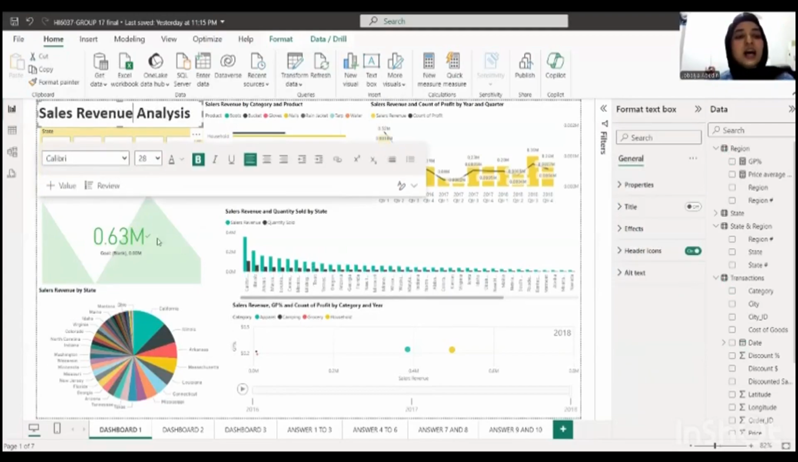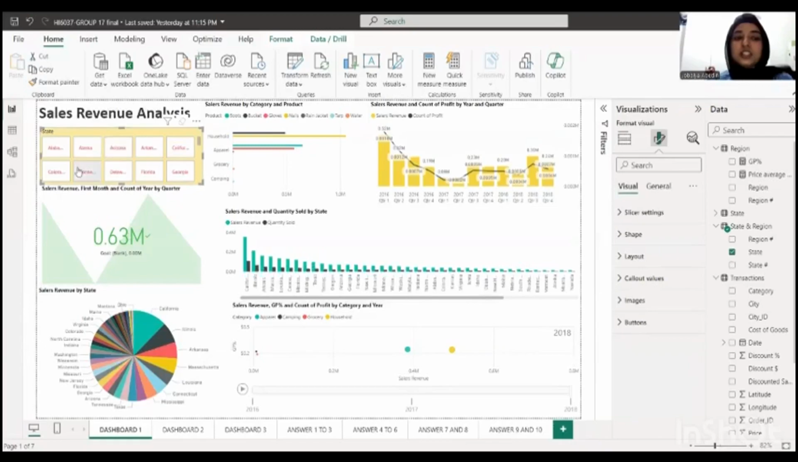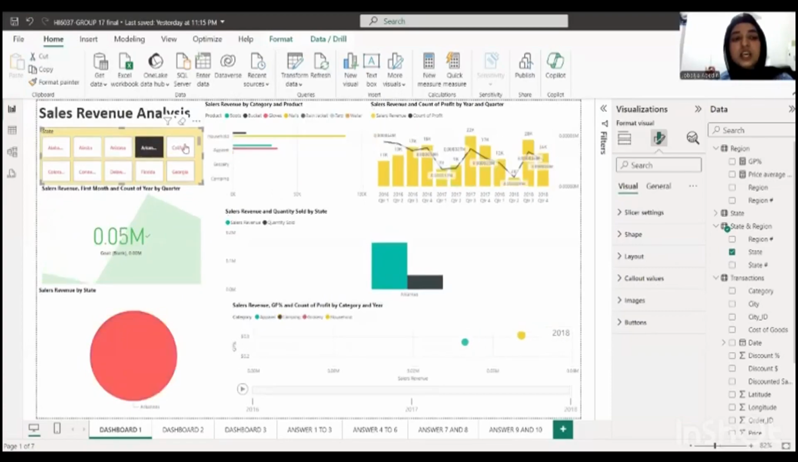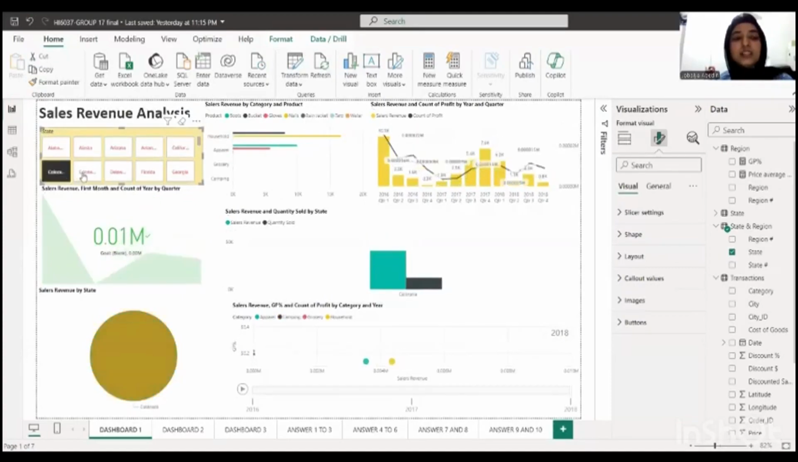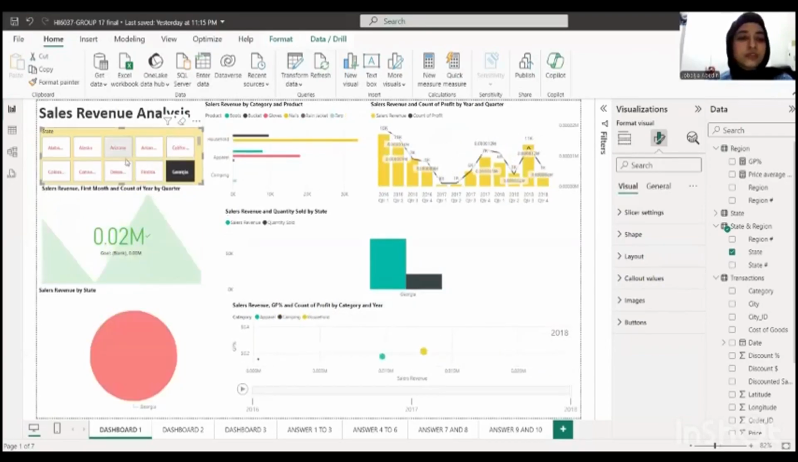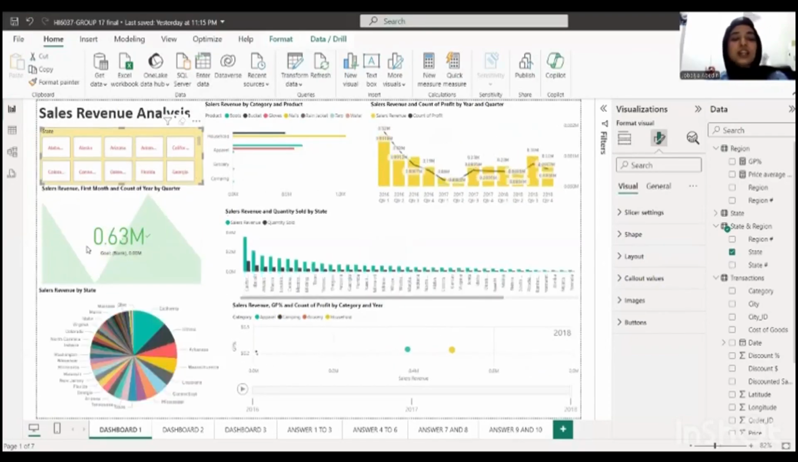So here I first added a slicer. My first visualization is a slicer, and in my slicer, I'm showing the state. As I'm clicking on the state, you can see how it changes all the visualizations by the state. That's how the slicer works.